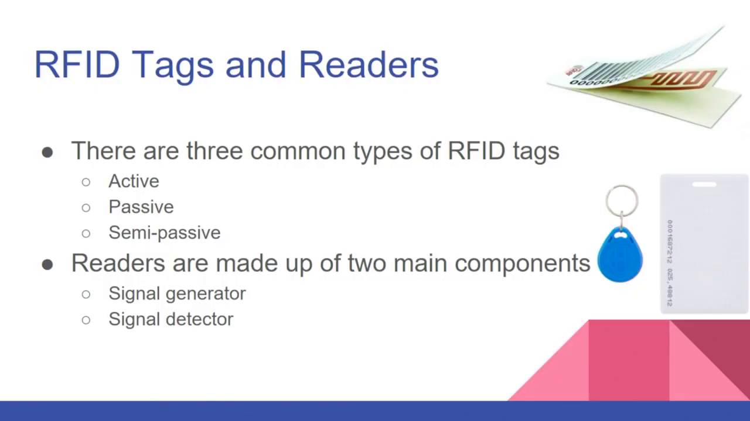So there are two main parts to RFID. There are the tags and there are the readers. So we'll start off with the tags. There are 3 different types of tags: active, passive, and semi-passive. Active tags are the least common for the general public. Those are generally used in large manufacturing processes and things like that. They have a battery power to them, which allows for tracking of things like freight containers and things like that.